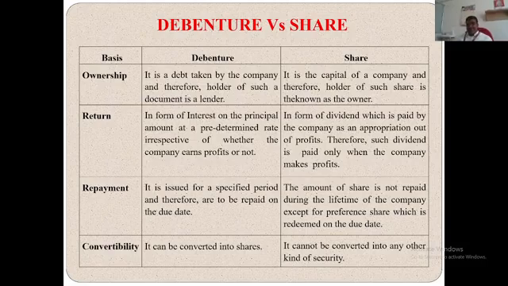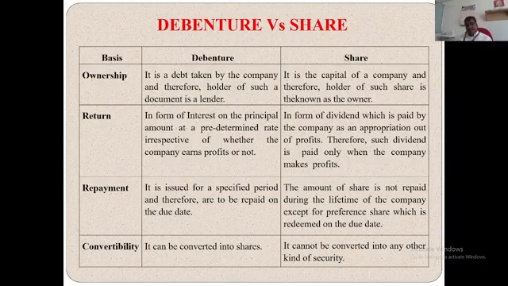But shares carry a dividend, which is paid by the company as an appropriation out of profit. Therefore, such a dividend is paid only when the company makes a profit. If they have profit, they will receive the profit. But a debenture will always give debenture interest. Then repayment: a debenture is issued for a specific period and therefore is to be repaid on the due date.